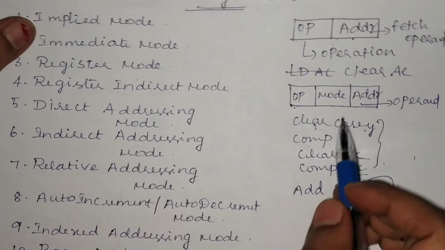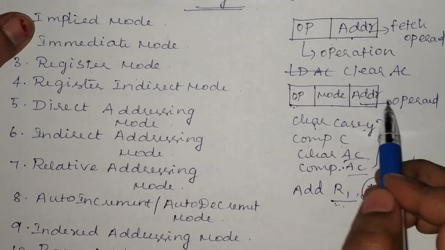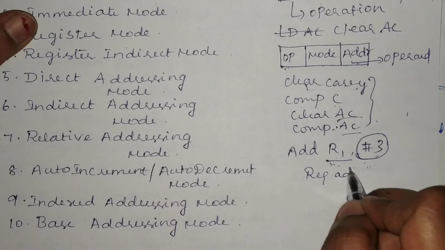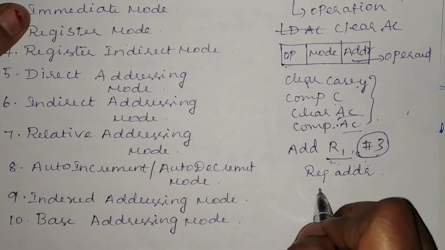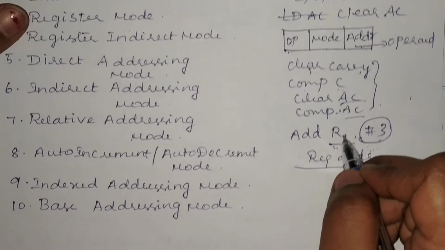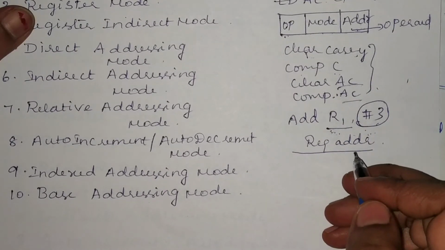Register mode means in the address part of the instruction we will be having the register address. Register address means it is not said to be the memory address. So we will be fetching the operand from any of these kinds of registers. So we will be having many registers in our system.